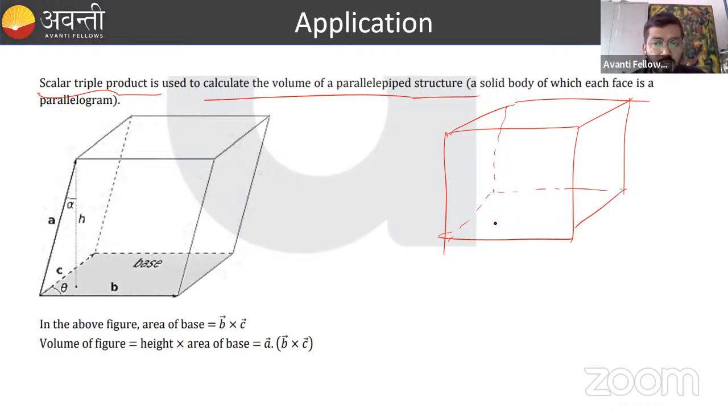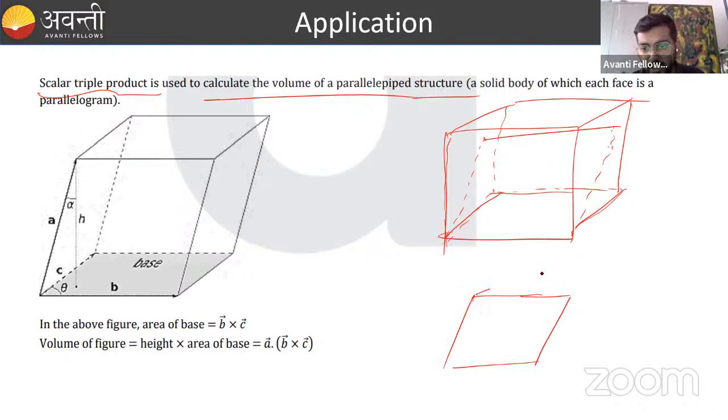Now, keeping the base fixed, you are just tilting this straight line to a certain angle alpha, right? So this gets tilted, this gets tilted, and the faces become a little tilted, right? This 3D structure is named a parallelepiped.